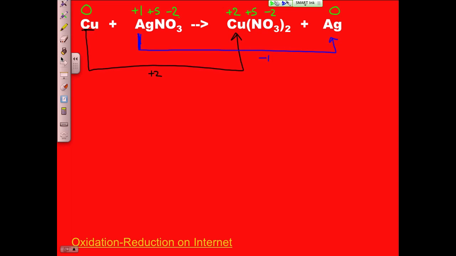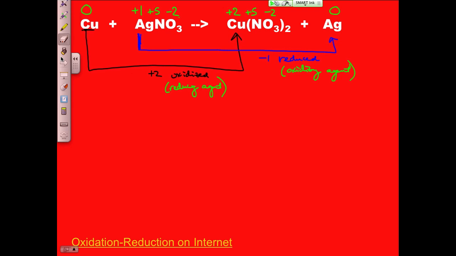So Cordero is absolutely right. Whichever one went up +2, that's the one that's being oxidized. This one is the one that's being reduced. And again, notice the definition. Whichever one went from +1 to 0, it went down, so it's being reduced. This one's being oxidized. Now, whichever one is the oxidized one is the reducing agent. Whichever one was reduced is the oxidizing agent. Okay?